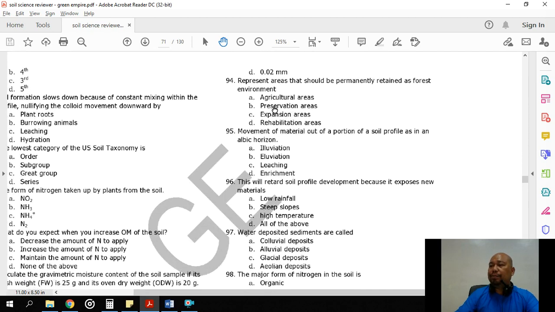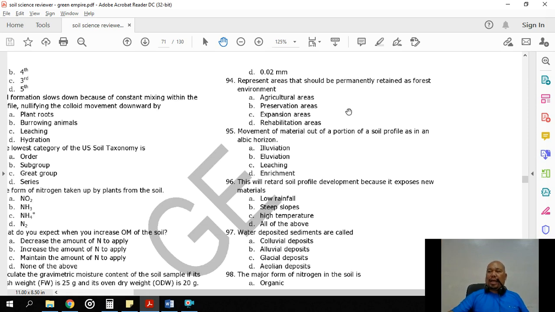We go here. Represent areas that should be permanently retained as forest environment. Whoa! I'm not sure about this. I did not expect this question. Okay.